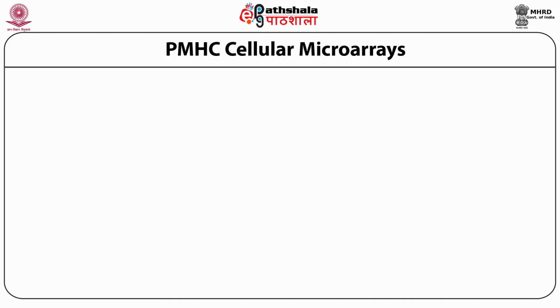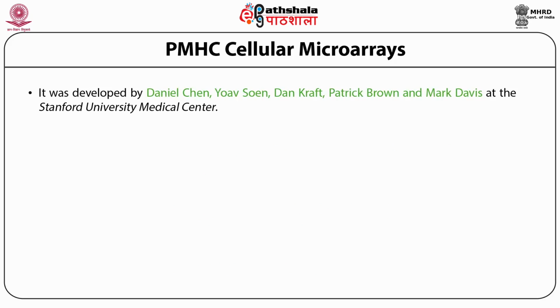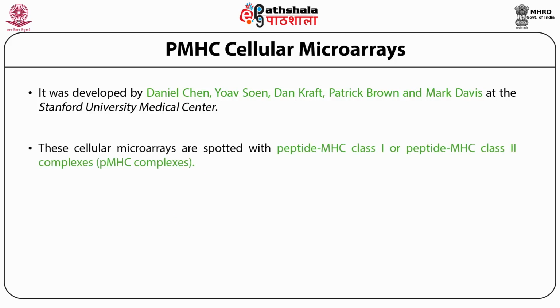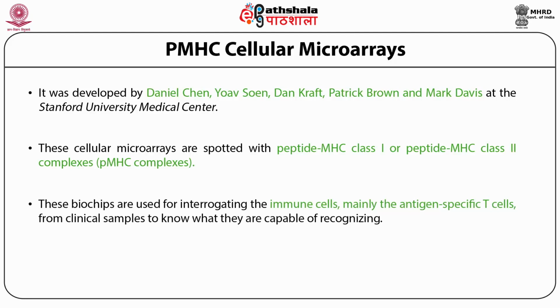PMHC Cellular Microarrays. It was developed by Daniel Chen, Yov Swan, Dan Kraft, Patrick Brown, and Mark Davis at the Stanford University Medical Center. These cellular microarrays are spotted with peptide MHC class 1 or peptide MHC class 2 complexes. These biochips are used for interrogating the immune cells, mainly the antigen-specific T cells, from clinical samples to know what they are capable of recognizing.